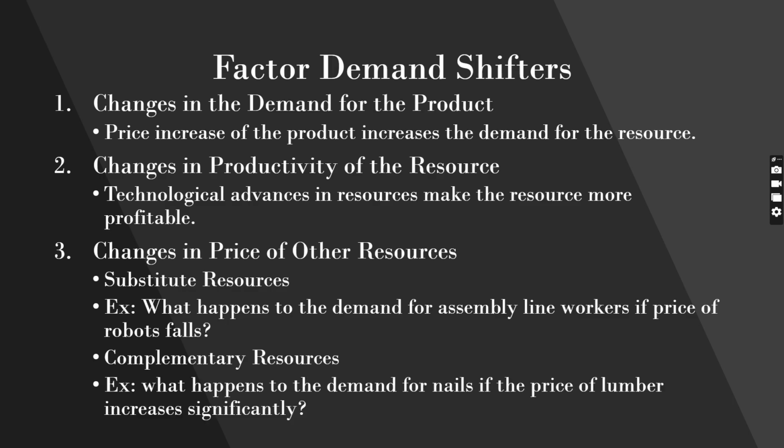There are also complementary resources. An example would be what would happen to the demand for nails, like hammer and nails, if the price of lumber increases significantly. Of course, if lumber is more expensive, that's processed wood for construction. Less construction is occurring, so that means the demand for nails would decrease.